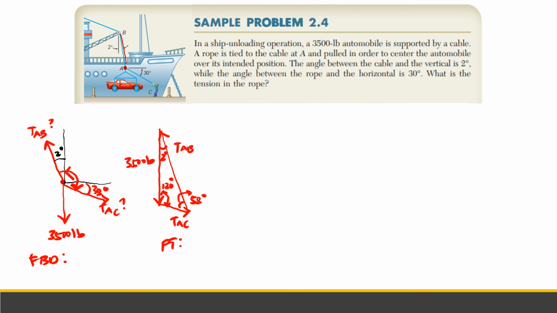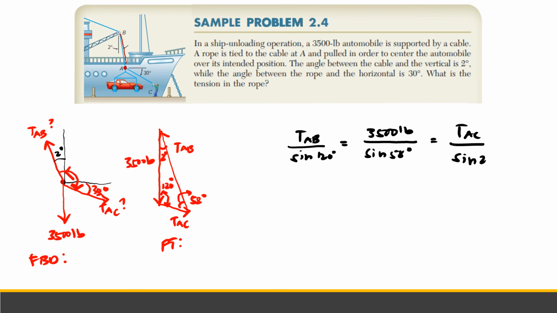Okay, so ito yung fourth triangle natin. So using law of sines, we can say that TAB over sine of its opposite angle, 120 degrees, equals 3,500 pounds over sine 58 degrees, and also TAC over sine 2 degrees.